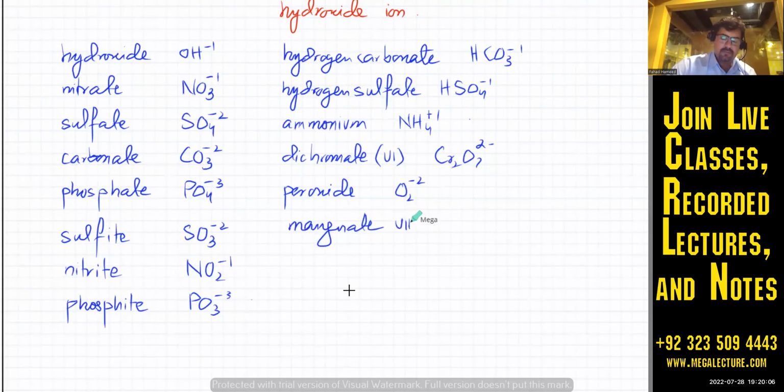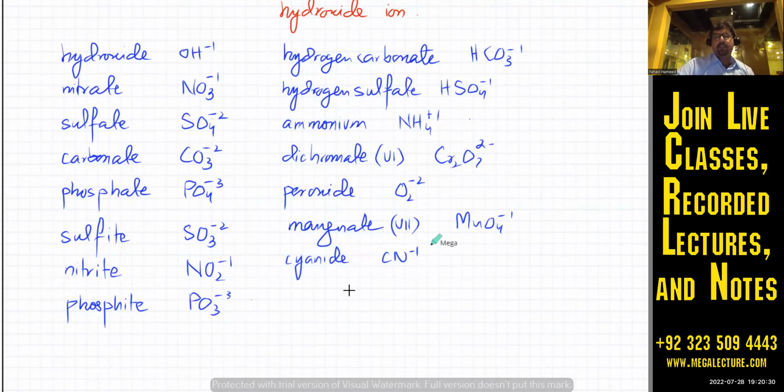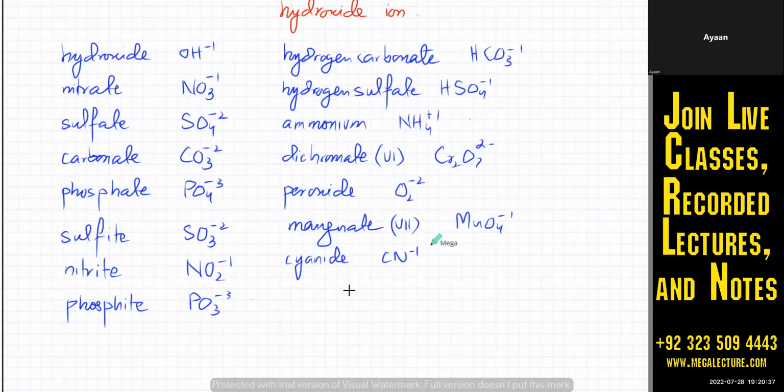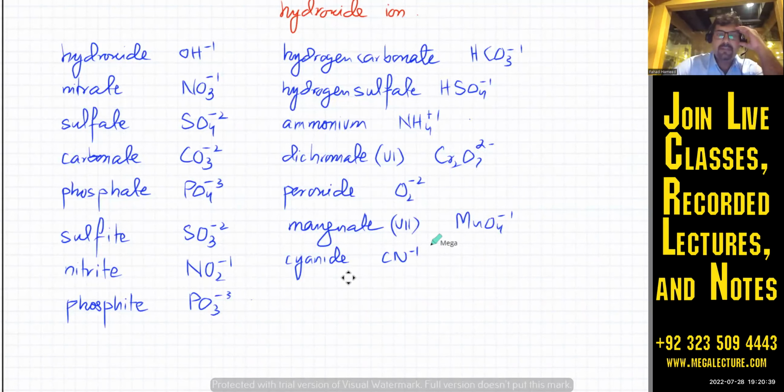permanganate(VII). That's MnO4 and -1. You've got a lot there. So the cyanide ion, that's CN with a charge of -1. Okay, I guess that's about it. So all these polyatomic ions, you just have to memorize all of this.